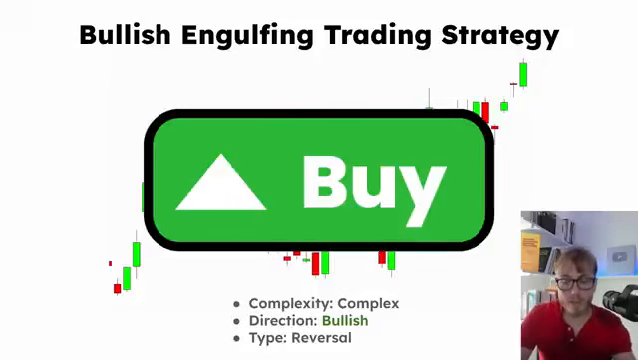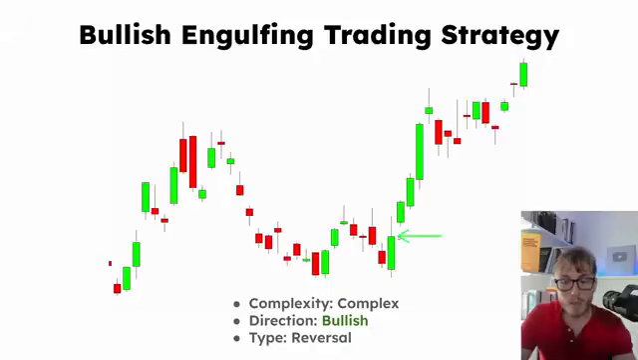The most common entry point is to enter when the candle closes, so at the candle close of this green candle. But where do we set our stop loss? Well, the most common level here is to set the stop loss just below the lowest point of the pattern. So in this case, the lowest point comes from this wick right here, but if the red candle has a lower wick, we usually set the stop loss below that wick.